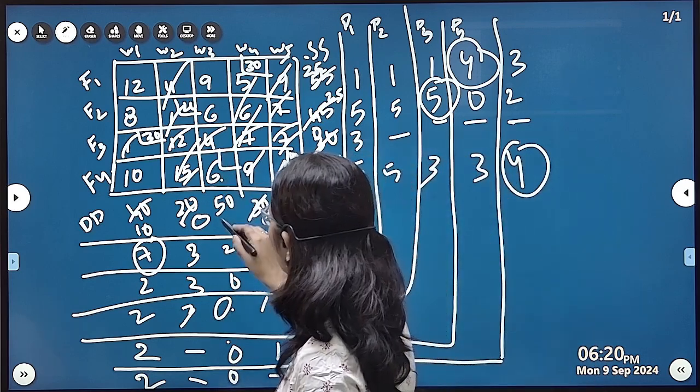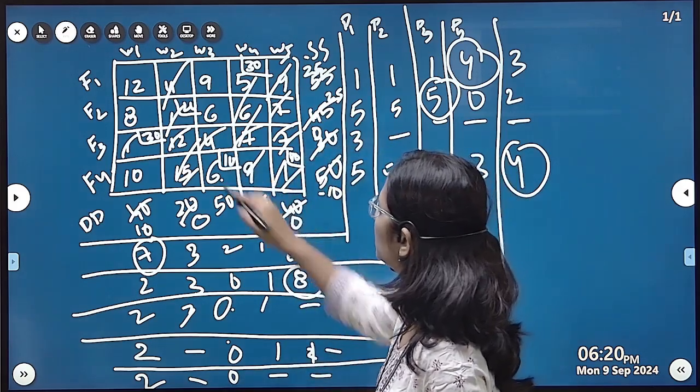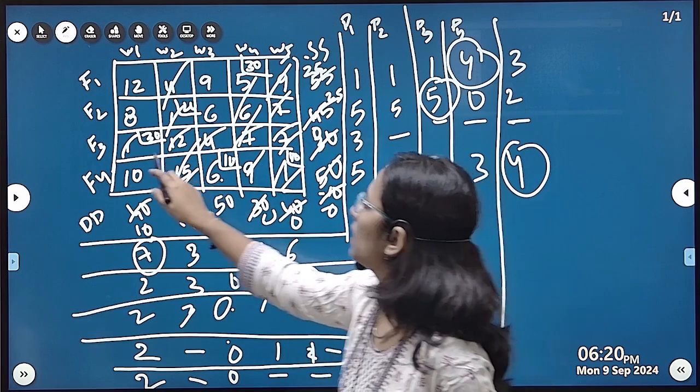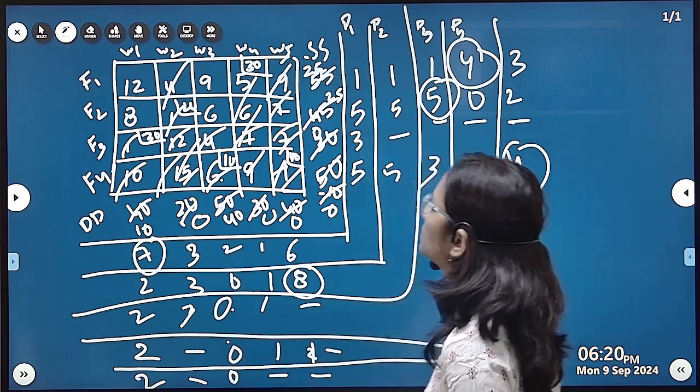Here it needed 50 but we have only 10 units, so we will take this 10 units and make it 0 and cross this down, and here still remaining 40 units. Okay.